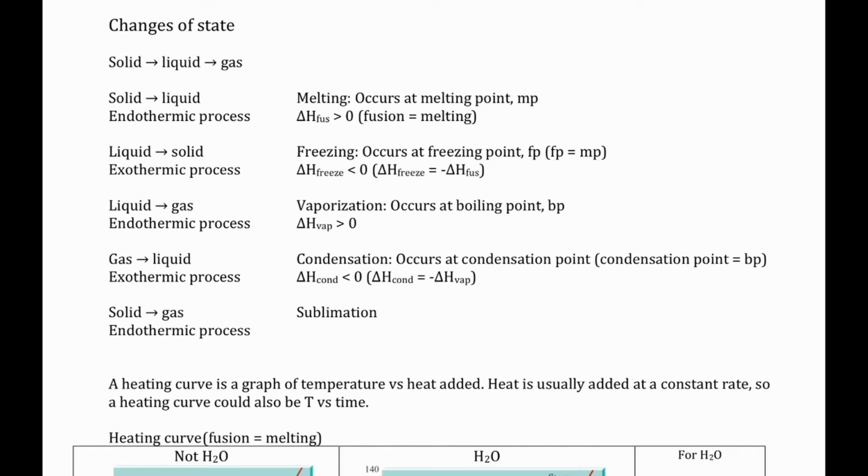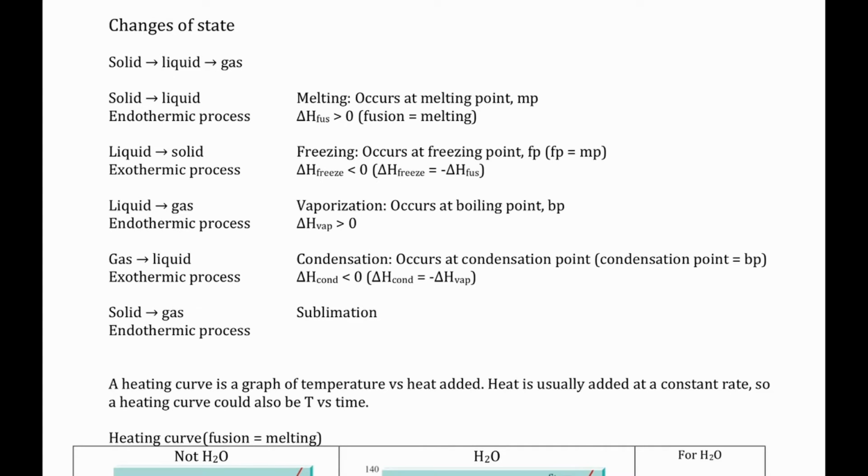If we go from the liquid to the gas phase, that takes energy. That's an endothermic process. That would be vaporization. This occurs at the boiling point, BP. Delta H of vaporization is greater than 0. We just calculated it for water to be that positive 43 kilojoules per mole.